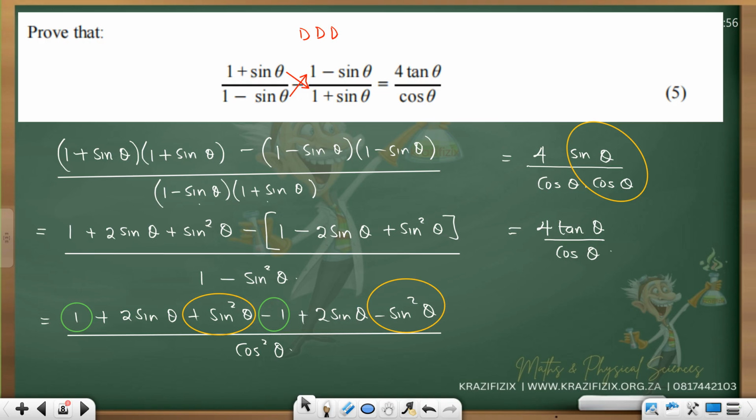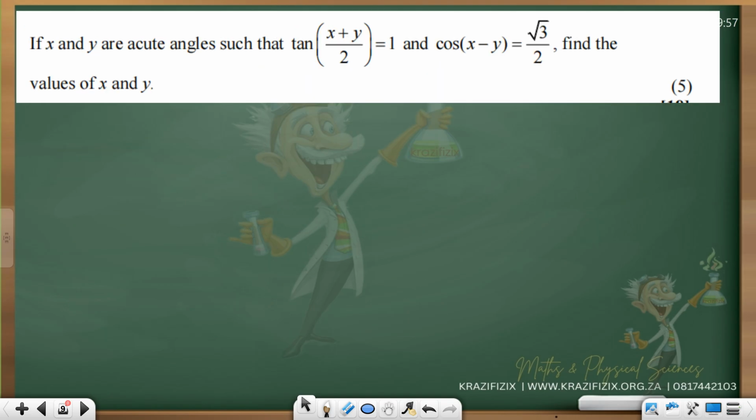Okay, let's see if I have another one. I'm just trying to do as many as possible. All right. The girls are sharing the pictures on their groups, which is nice.